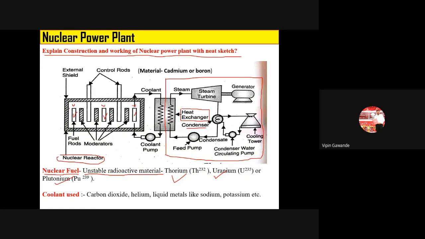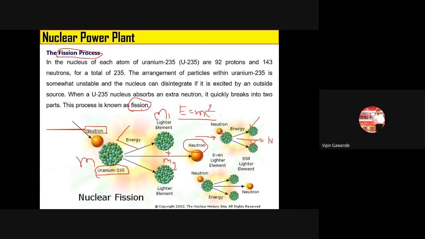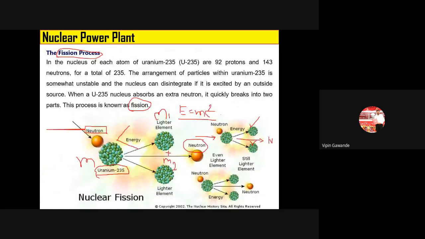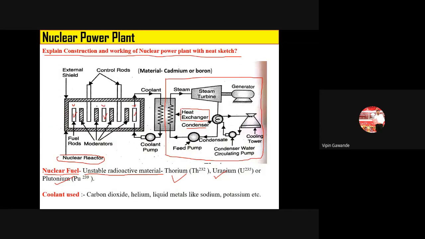Now we have performed the reaction, and we got a lot of energy inside this nuclear reactor. That is because of the fission process, or fission reaction. Continuously a chain reaction is going on in the nuclear reactor, and energy is generated. Along with that, we are also producing neutrons.